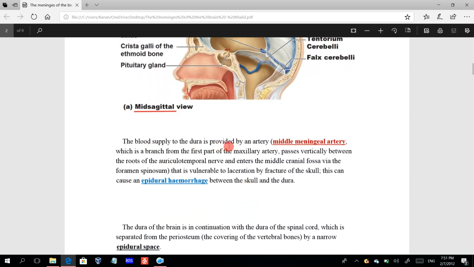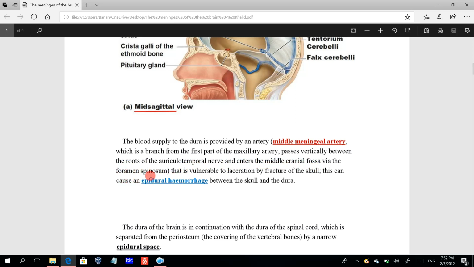The blood supply of the dura, of course, you know, this thick tissue needs blood supply. From where does the blood supply come to this covering of the brain, the dura? We have the middle meningeal artery. And you know, the middle meningeal artery is a branch of the first part of the maxillary artery. It passes vertically between, if you remember, the roots of the auriculotemporal nerve and enters the middle cranial fossa through the foramen spinosum.